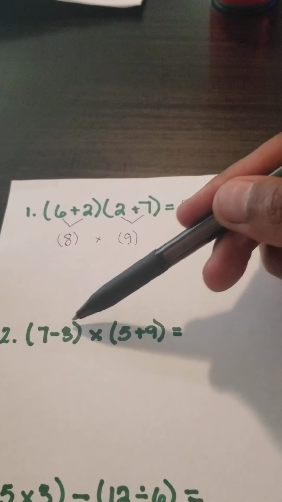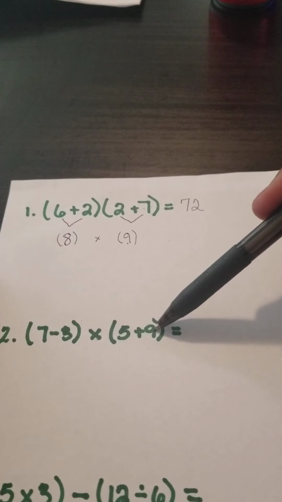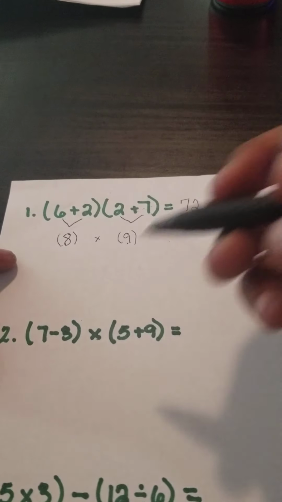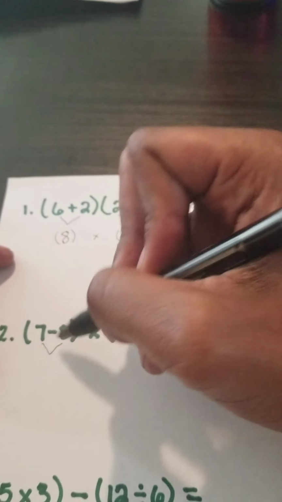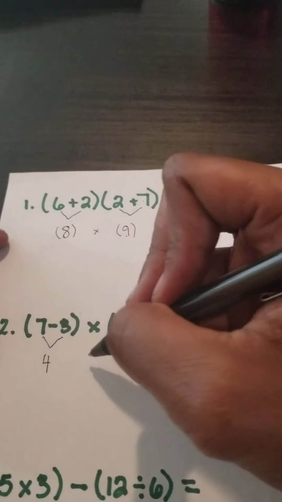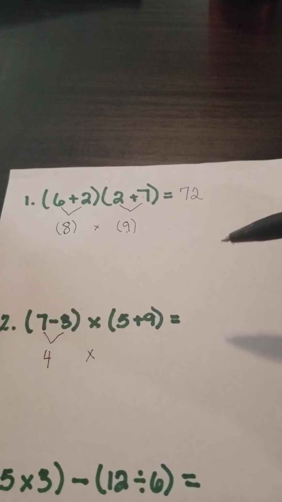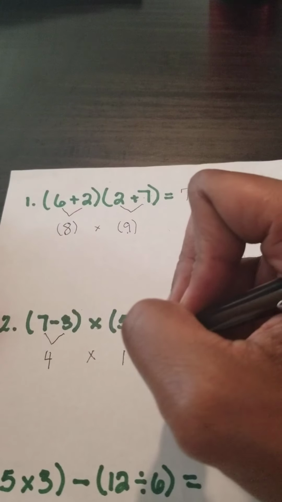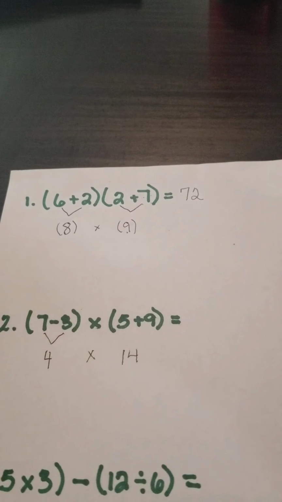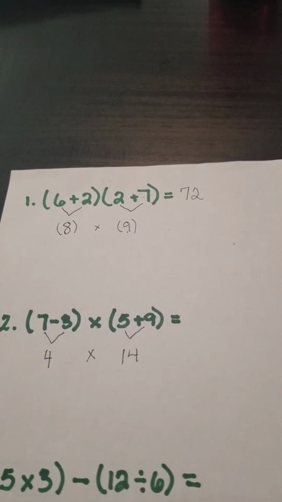We have 7 minus 3 in parentheses multiplied by 5 plus 9 in parentheses. Okay, so I want to start. 7 minus 3 is 4, times 5 plus 9, which was 14. Those are our answers. So now, sorry about that, put my angle there. Now we have 4 times 14.